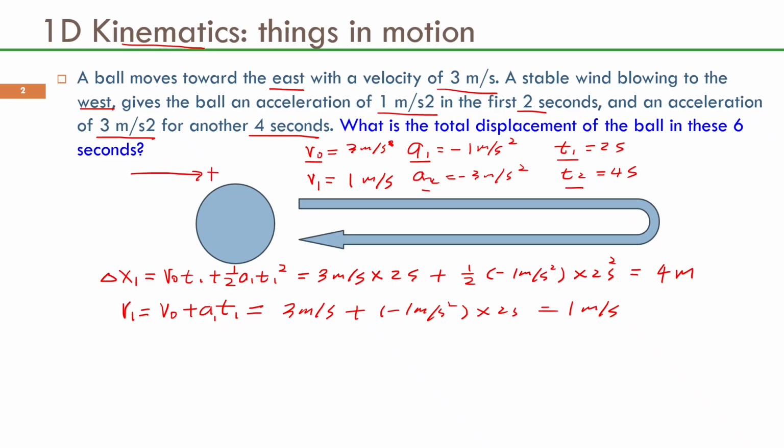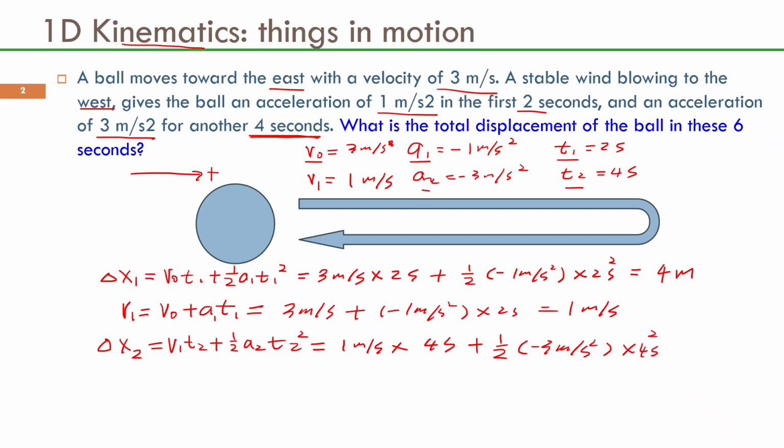So now for the second segment, we know the initial velocity, we know the acceleration, we know the time. If we plug all this into this equation, delta x2 equals v1 t2 plus half a2 t2 squared, and substitute all these values, we get 1 meter per second times 4 seconds, that's the time for the second motion, plus half times minus 3 meters per second squared times 4 seconds squared. If you do the math, you get minus 20 meters. That means for the second segment, your displacement is minus 20 meters.